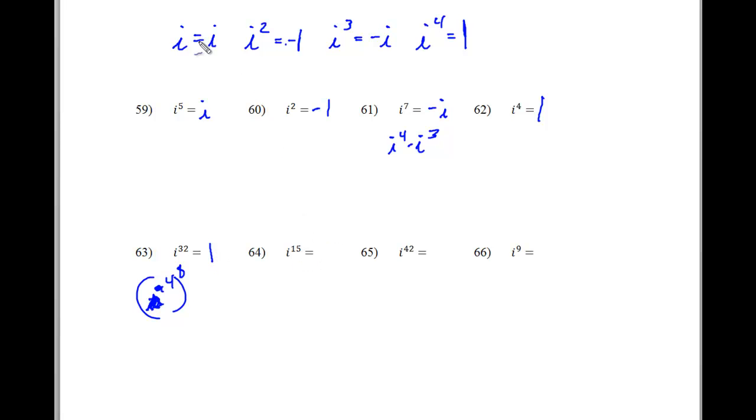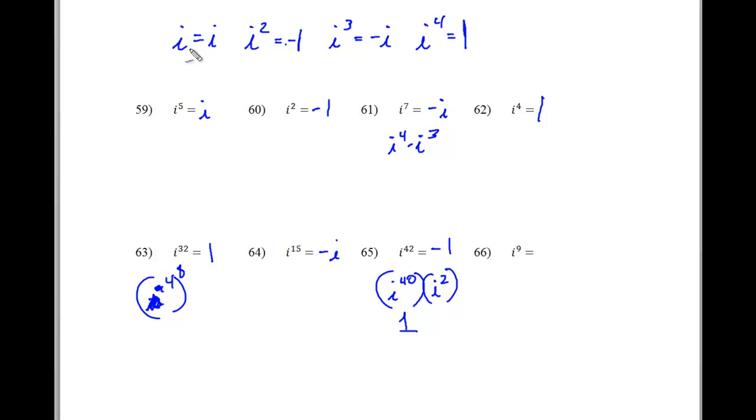Now 15. 1, 2, 3, 4, 5, 6, 7, 8, 9, 10, 11, 12, 13, 14, 15. Or i to the 12th, which is 1 times 1 times 1, times i cubed. So negative i. Now it's good to memorize this little pattern here. It works out pretty nicely. i to the 42nd, is it a multiple of 4? Well, it isn't. But i to the 40th is, and i to the 40th power is the same thing as 1. And that also leaves i to the 40th times i squared. So this is 42 right there, so i squared is negative 1.